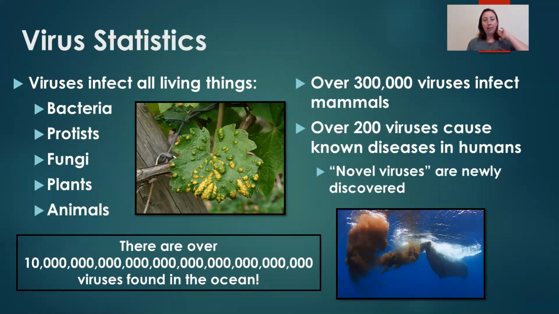Just some statistics for you. Viruses will infect all living things. That includes our microorganisms as well as plants and animals. We often don't think of plants as getting infected with a virus, but they can. There are over 300,000 viruses known to infect the 5,200 species of mammals on Earth. And a subset of that, we know about 200 viruses that actually cause a disease in humans. That number changes almost every day based on more research and more novel viruses that tend to pop up.